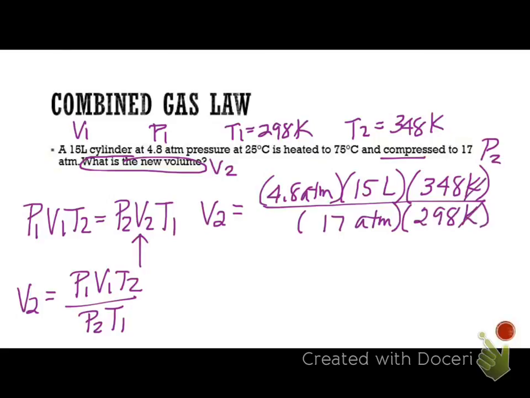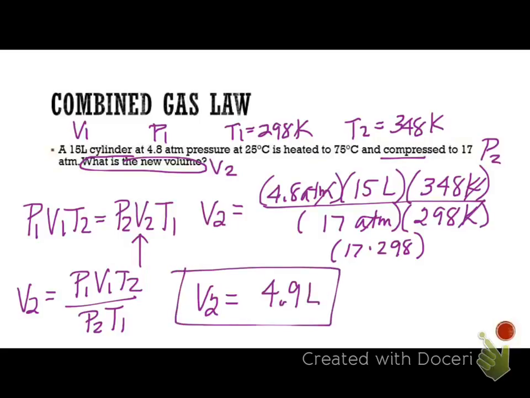So atmospheres cancel, and so does the temperature. Now, let me caution you when you go to put this in the calculator. You are going to need to either use that N over D key, like on my calculator, or when you type this in down here, you're going to need to put divided by parentheses 17 times 298, close parentheses. Because if you do not do that, it will not come out of the calculator correct. So we plug that in, and we should get our volume. Of course, the smallest number of sig figs is 2. So we plug that in, and we would get 4.9 liters. So that would be our answer.